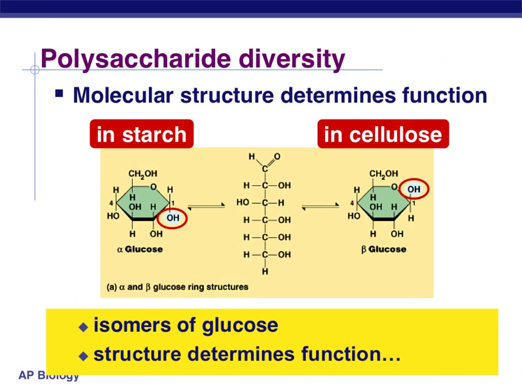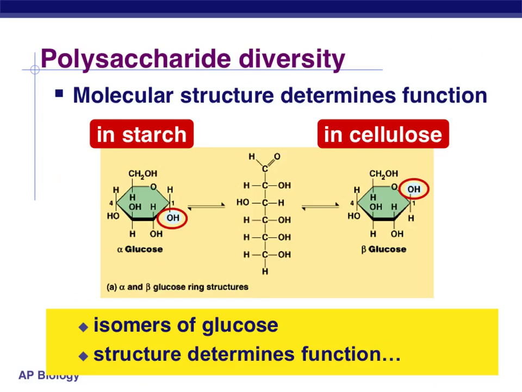These two different orientations have two different names. When the OH group is pointing down, when it's on the bottom of carbon 1, it is called the alpha glucose arrangement. When the OH group is on the top of carbon 1, so it's pointing up, it is called the beta glucose arrangement. And to be very honest, this diversity in arrangement is the main difference between a starch molecule and a cellulose molecule. These guys are isomers of each other.